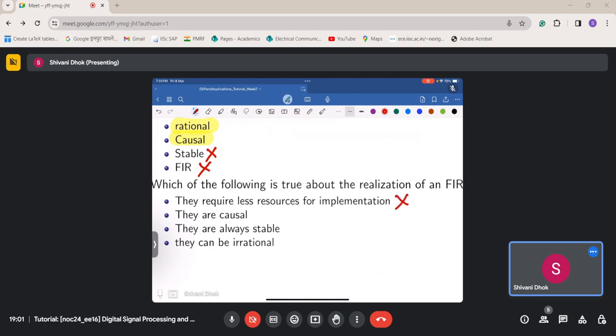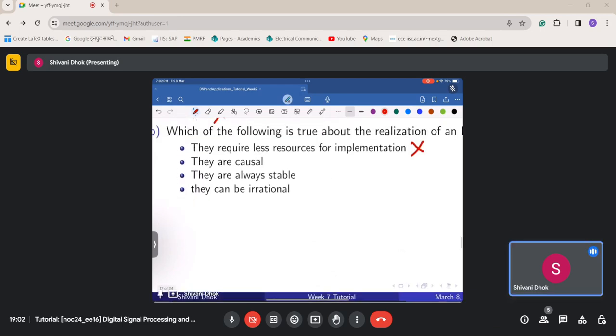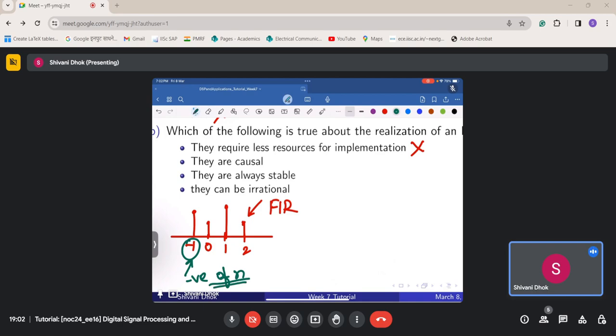Next thing is, they are causal. Always stable, madam. Yes. Why can't they be causal? We have to shift it to the right side, then only it becomes causal. Which means it is possible that I have a filter which is something like this, at -1, 0, 1, 2. This is also a finite impulse response filter, but still I have a value located here which is at a negative value of n, and this makes it non-causal. So these are not causal.